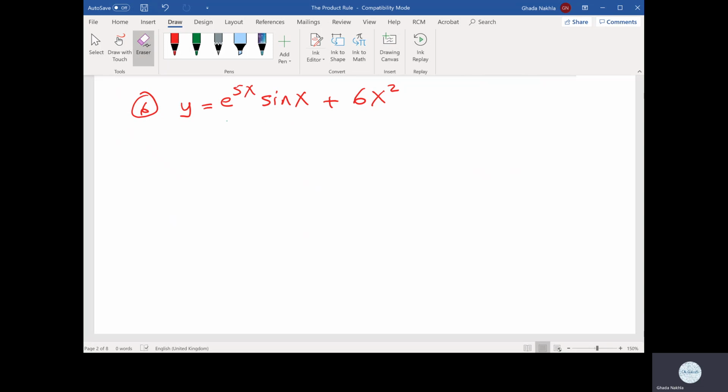Okay, so let's take a look here. So the first part, in this part of the question, I am going to be using the product rule, and in this part of the question, I'm going to be differentiating as normal. So let's start by this bit here. Let's apply the product rule.